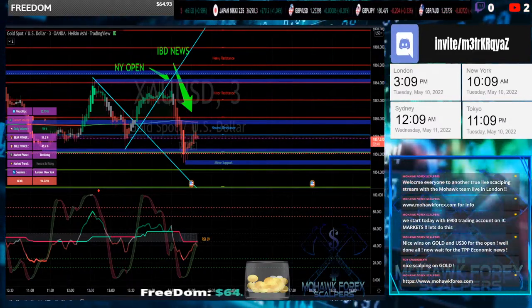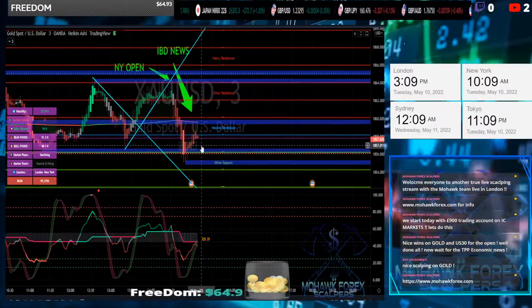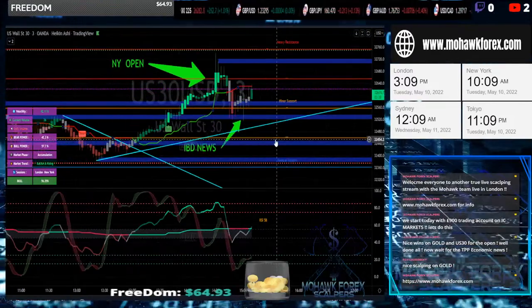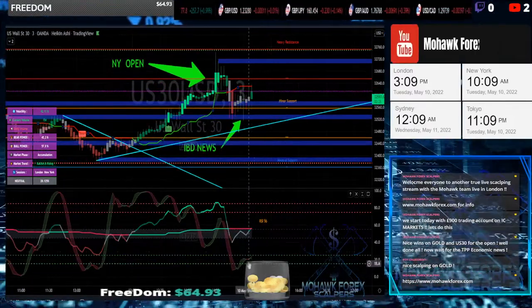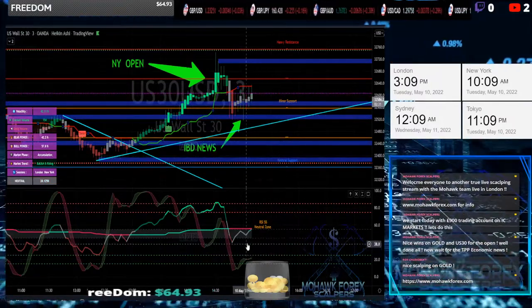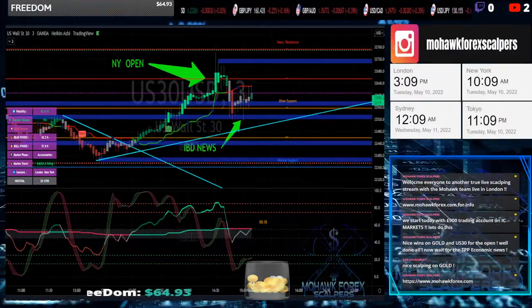Still kind of looking for the buy, but there's no trade on that at the moment. While it plays around our neutral zone, we know it's dangerous. On US 30, it's breaking back up green. Again, if it breaks over this area, I'm in on a buy on that.